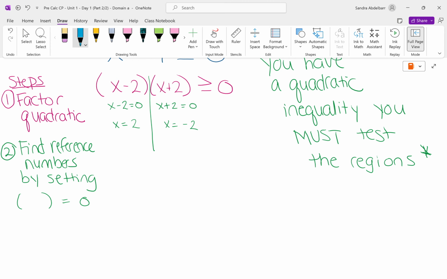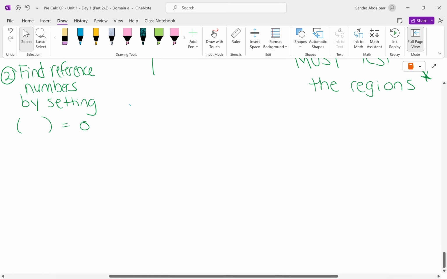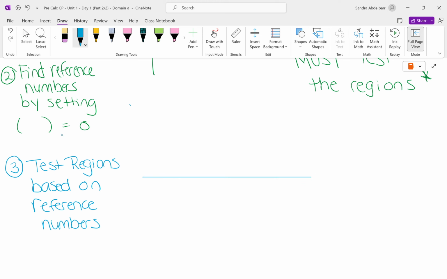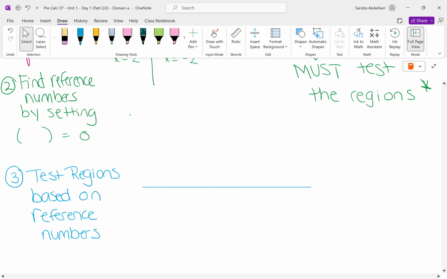All right, so step number 3 now. Test regions based on reference numbers. All right, are we ready to see what this looks like? All right, so I'm sort of making a line here.